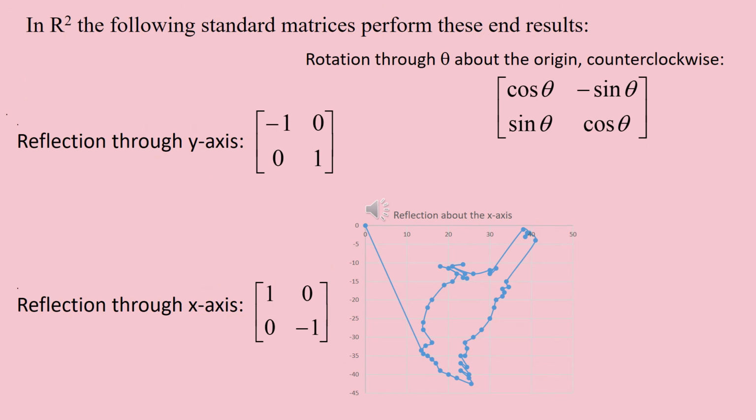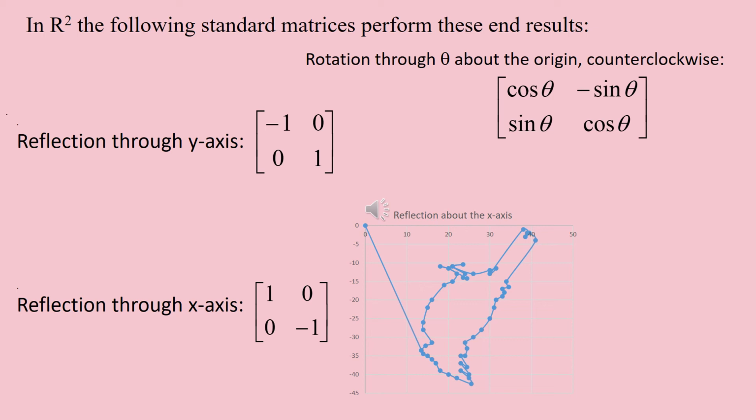There is a set of useful transformations in R2, and R3 has a similar set, but we're really only going to highlight the ones in R2. And we've already talked about rotations, so if you rotate counterclockwise from the positive x-axis, then the matrix shown here with first column cosine theta, sine theta, second column negative sine theta, cosine theta, it will accomplish that counterclockwise rotation.